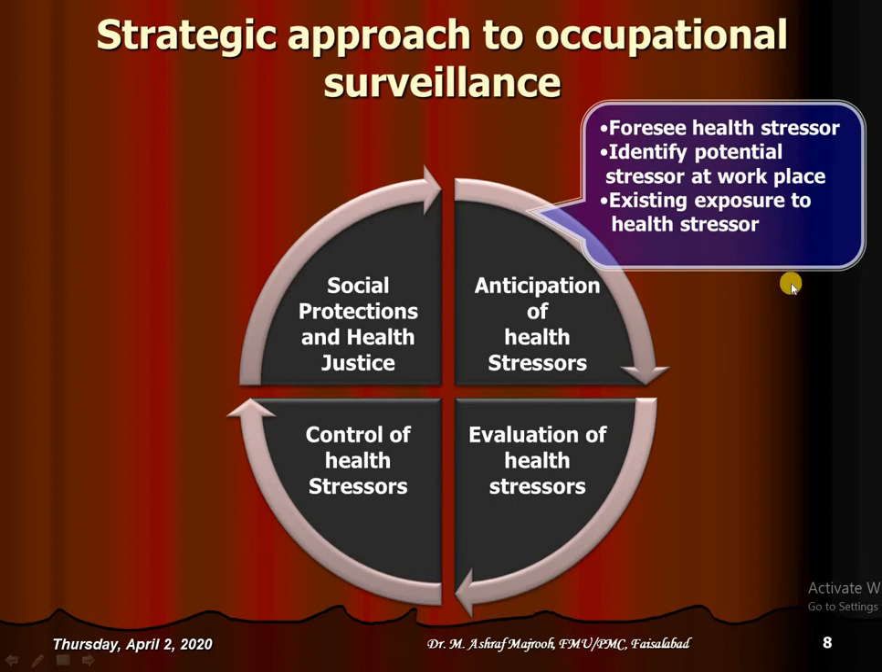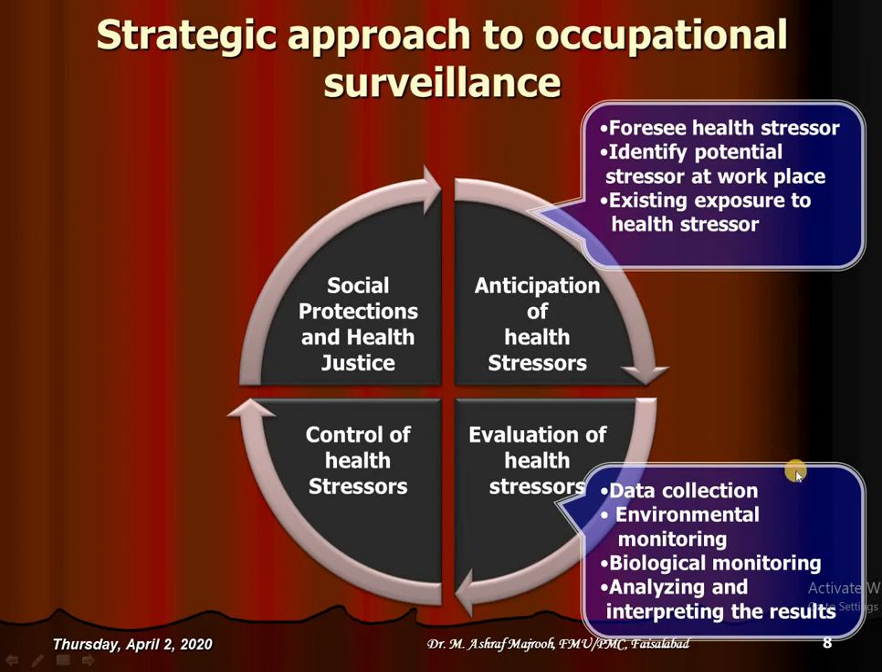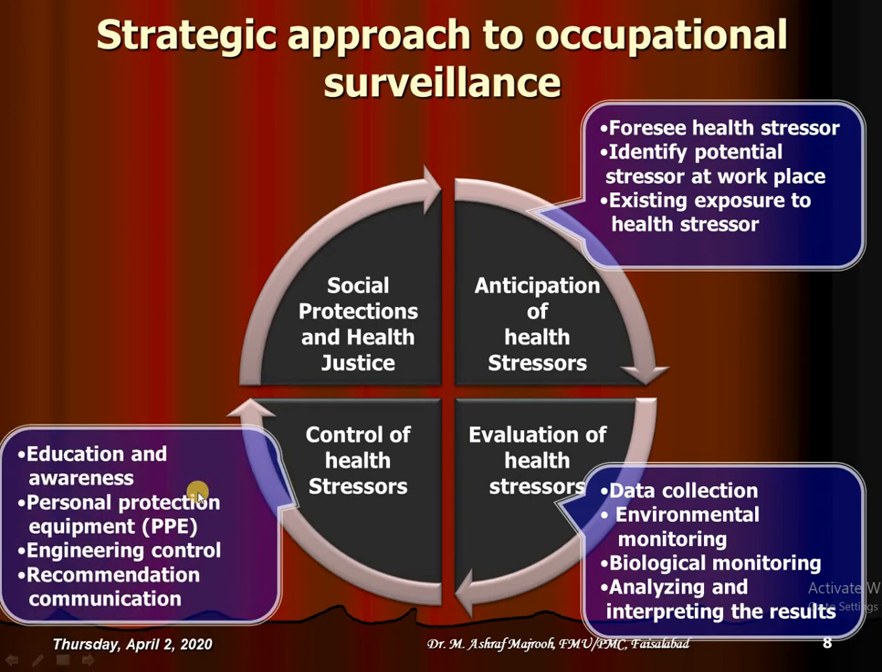How the anticipation is done to foresee the health stressors and to identify the potential stressors at workplaces, and the existing exposure to the health stressors is estimated at this step. In the second step, the data collection of environmental monitoring and biological monitoring, and analysis and interpretation of this data, and then advising the control measure.